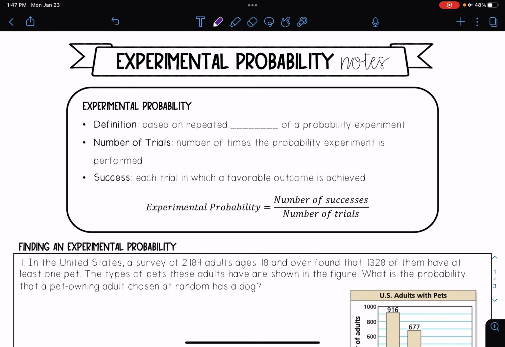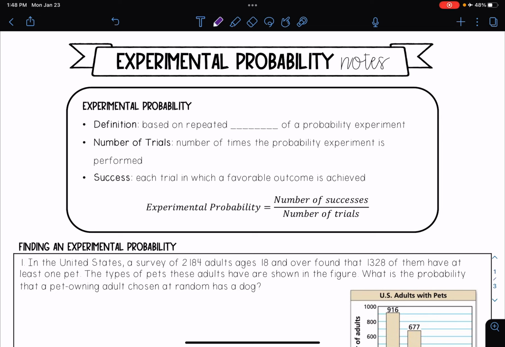Hello everyone, today we're going to be talking about experimental probability. So last time we talked about finding a theoretical probability, and a theoretical probability is when all outcomes are equally likely. And so we can find the theoretical probability of an event by taking the number of favorable outcomes divided by the total number of outcomes.